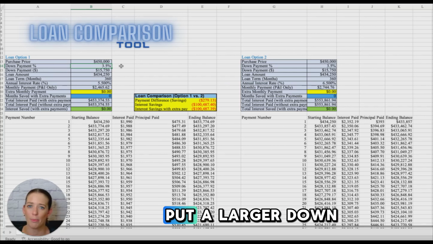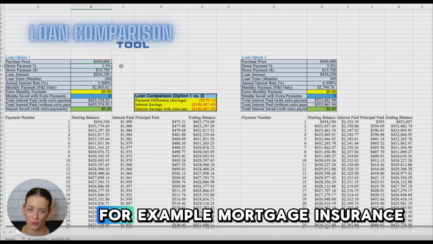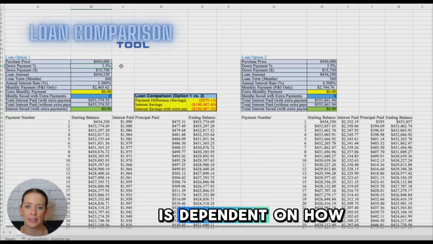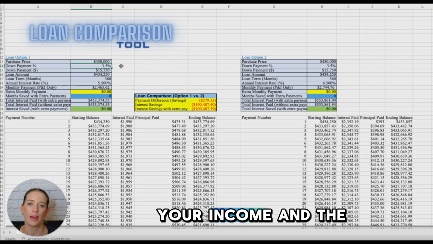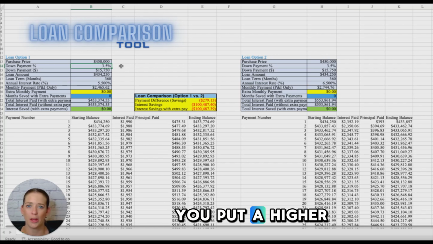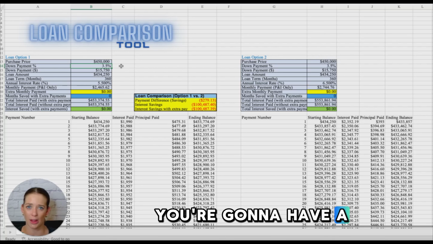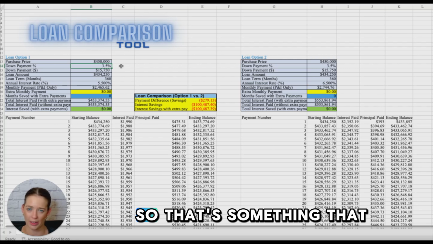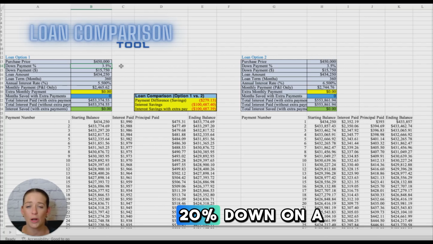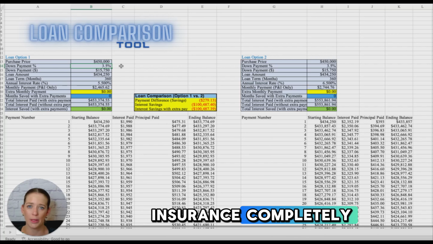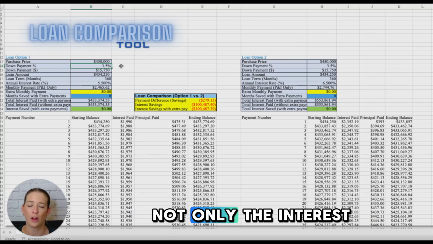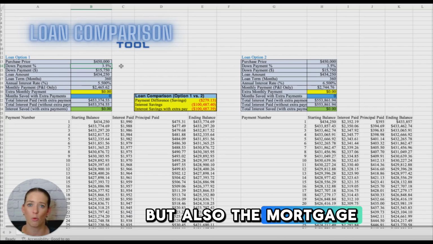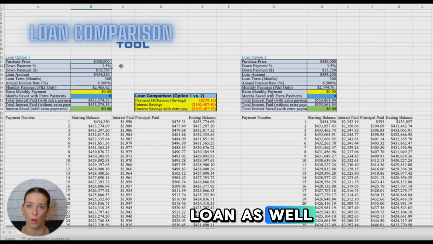Now, some other reasons you might want to put a larger down payment would be mortgage insurance, for example. Mortgage insurance is dependent on how much you put down, as well as your credit score, your income, and the lender you pick. But oftentimes, if you put a higher down payment down, you're going to have a lower monthly mortgage insurance rate. And if you put 20% down on a conventional, you can avoid mortgage insurance completely. So that might be something you want to do. But typically, anytime you put a larger down payment, it's going to improve not only the interest rate pricing on your loan, but also the mortgage insurance rate on the loan as well. So definitely something to consider if you do want to put more of a down payment down.